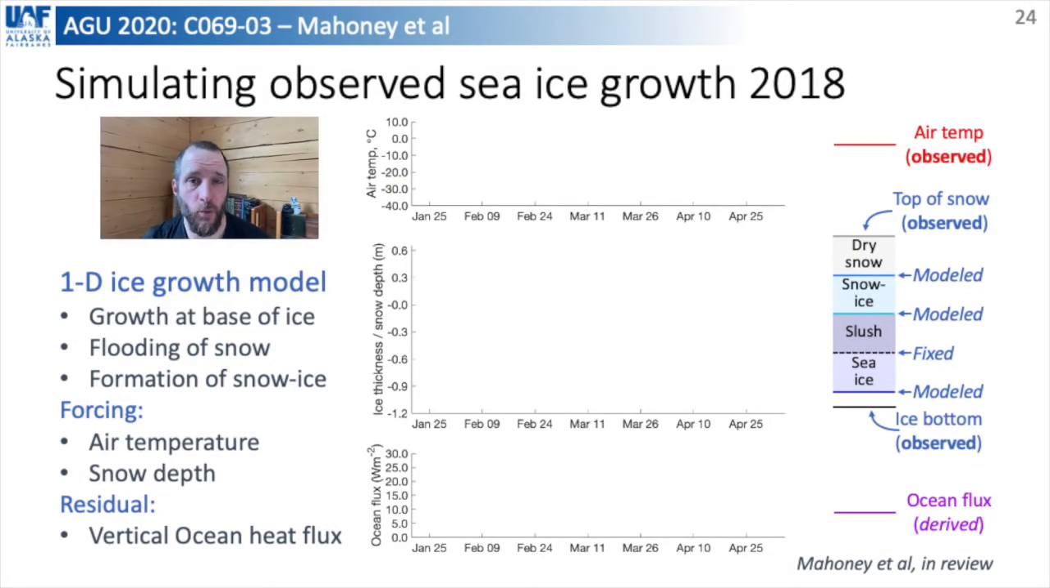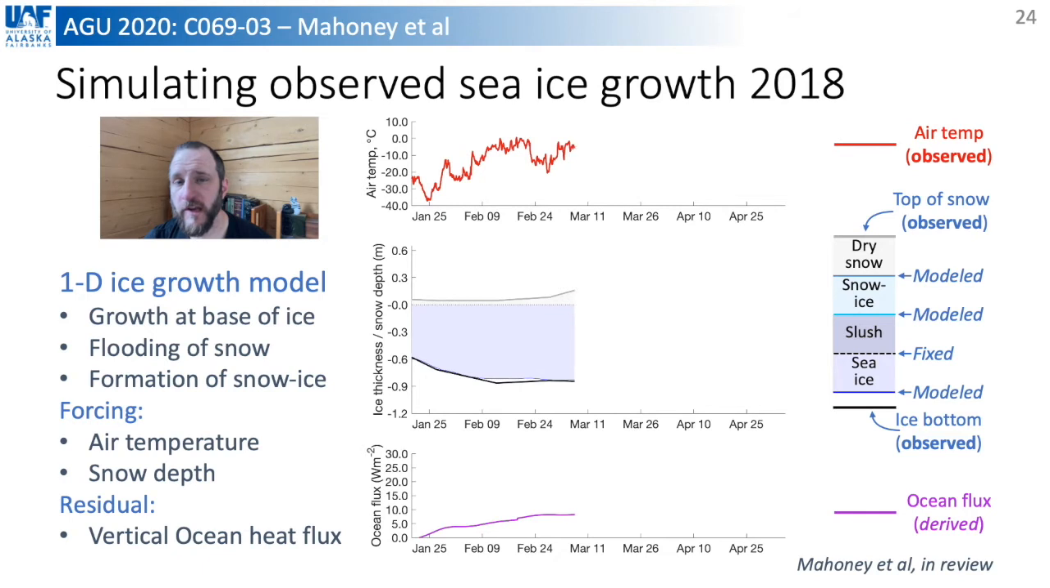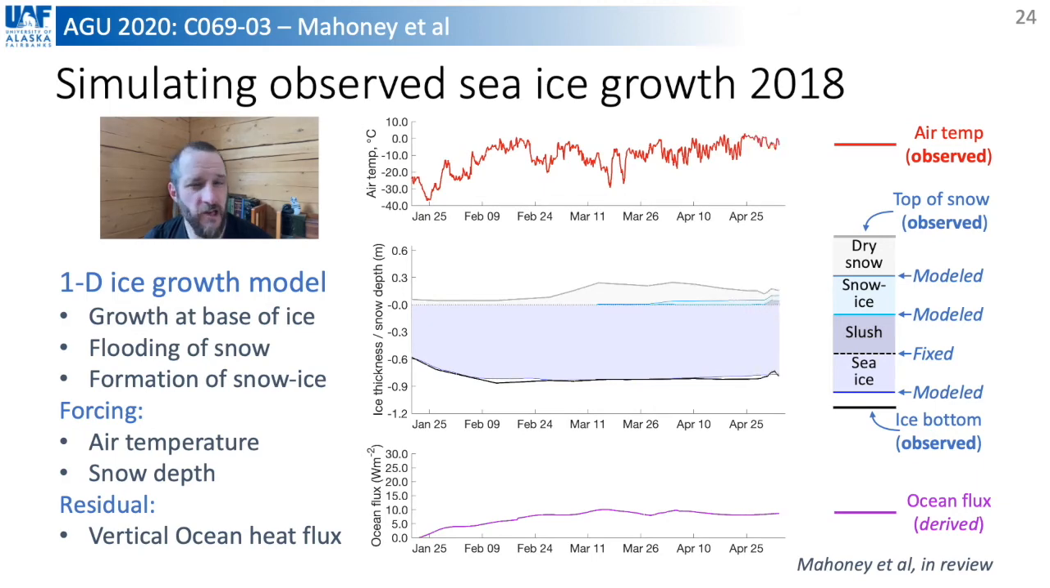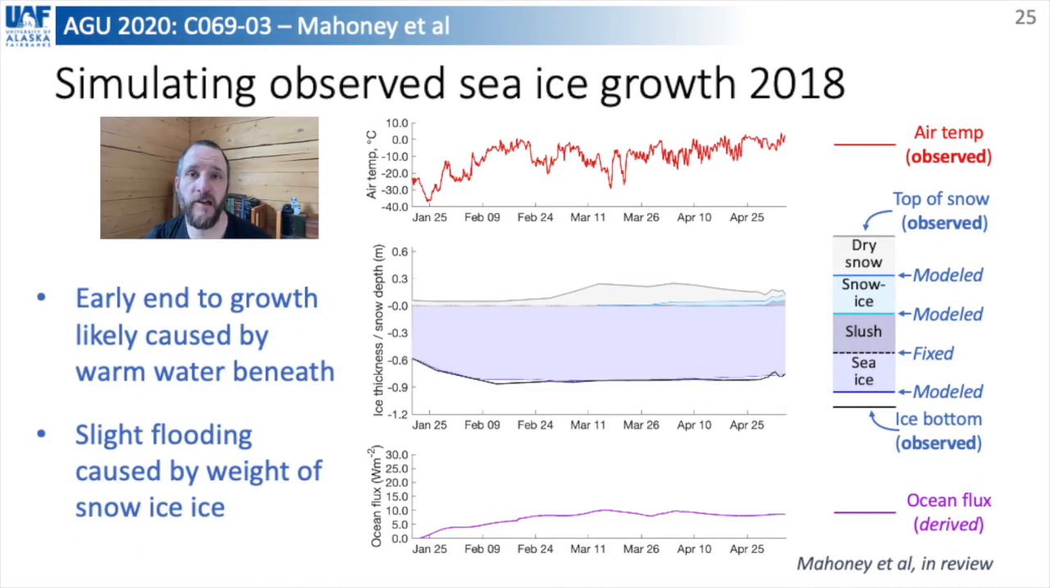To interpret these data, we used a simple one-dimensional ice growth model that simulated growth at the base of the ice, flooding due to the weight of the snowpack, and freezing of the flooded snow to form snow ice. The model is forced by observations of air temperature and snow depth, and derives the vertical heat flux from beneath required to match the observed ice thickness. In 2018, the model indicates that the early end to ice growth was caused by a heat flux from below of around 10 watts per meter squared. The presence of warm water in the channel this late in the year was surprising. The model also accurately captured the small amount of flooding and snow ice formation that was observed in 2018.